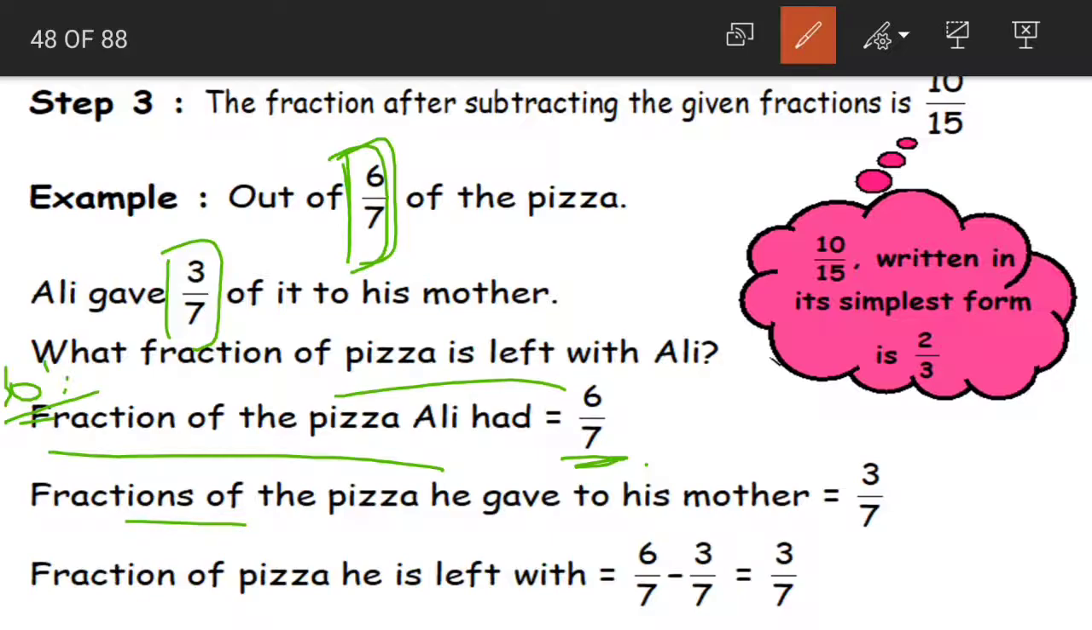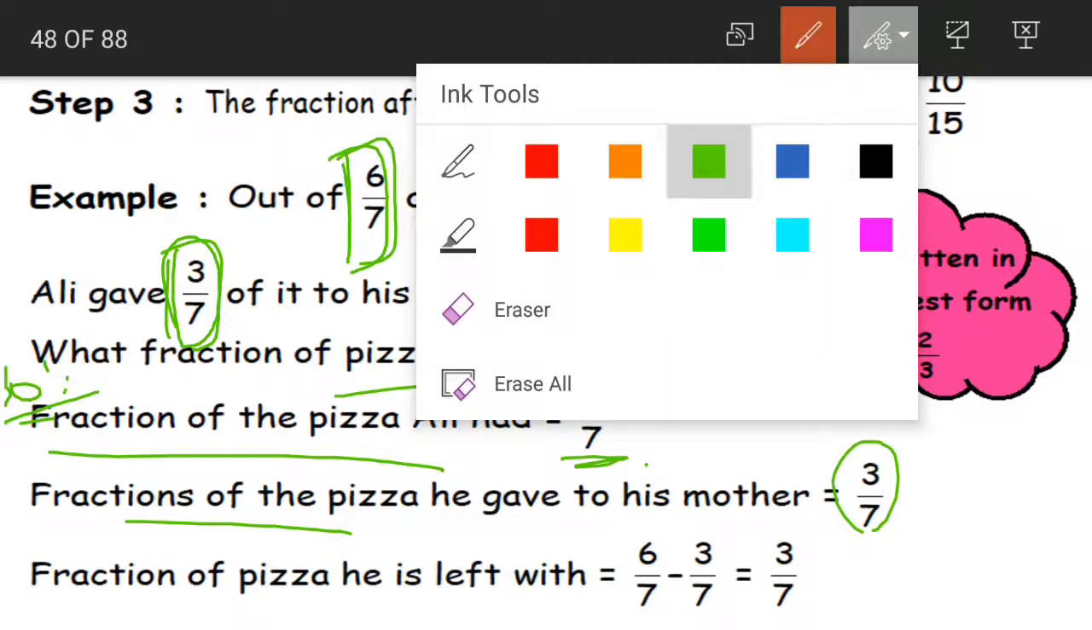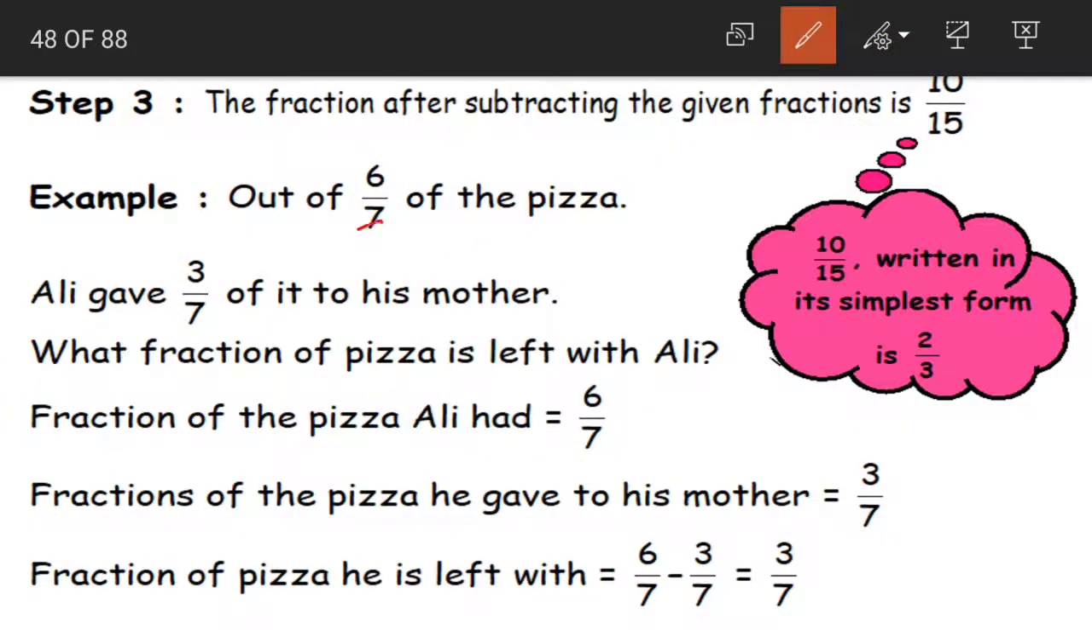The next would be fraction of the pizza he gave to his mother. How much did he give? 3 by 7. To find out how much pizza is left, what will we do? We'll subtract. Yes, children. See, again, if you are unable to or if you are confused what to do, you can just simply replace the fractions by normal whole numbers. Out of 6 slices, Ali gave 3 to his mother. Understood? Out of 6, Ali gave 3 to his mother. Now what is left with Ali? What will you do? You will subtract these two.